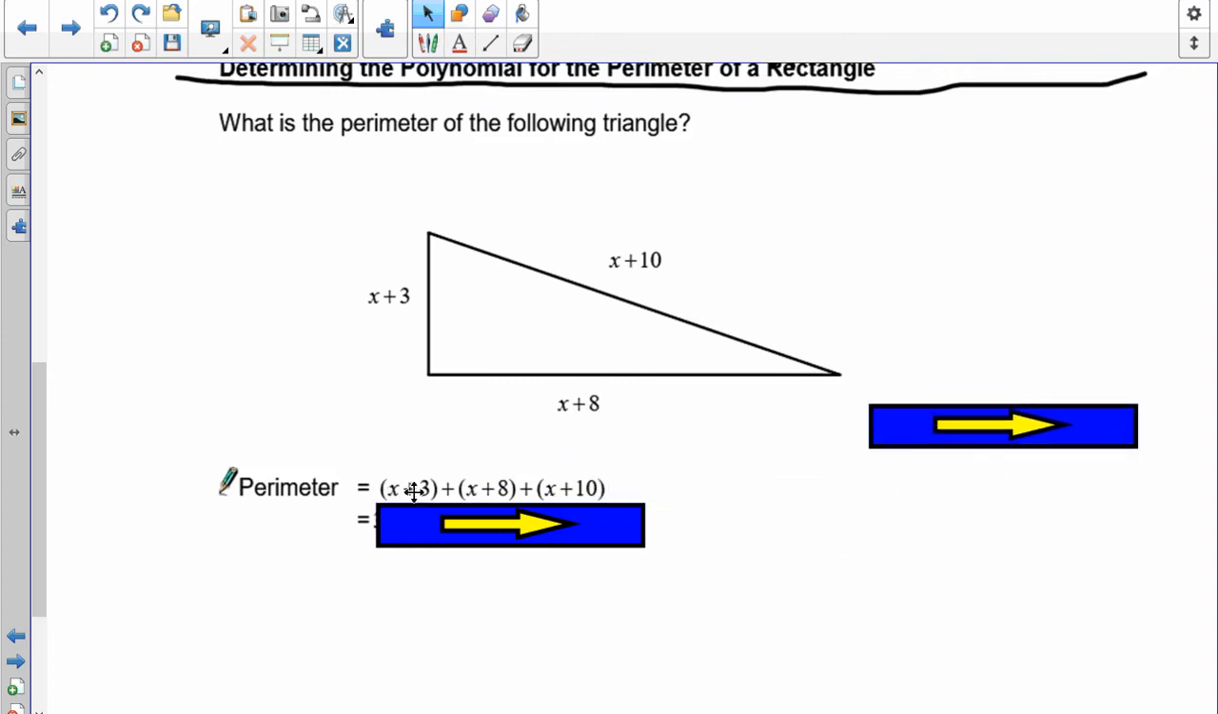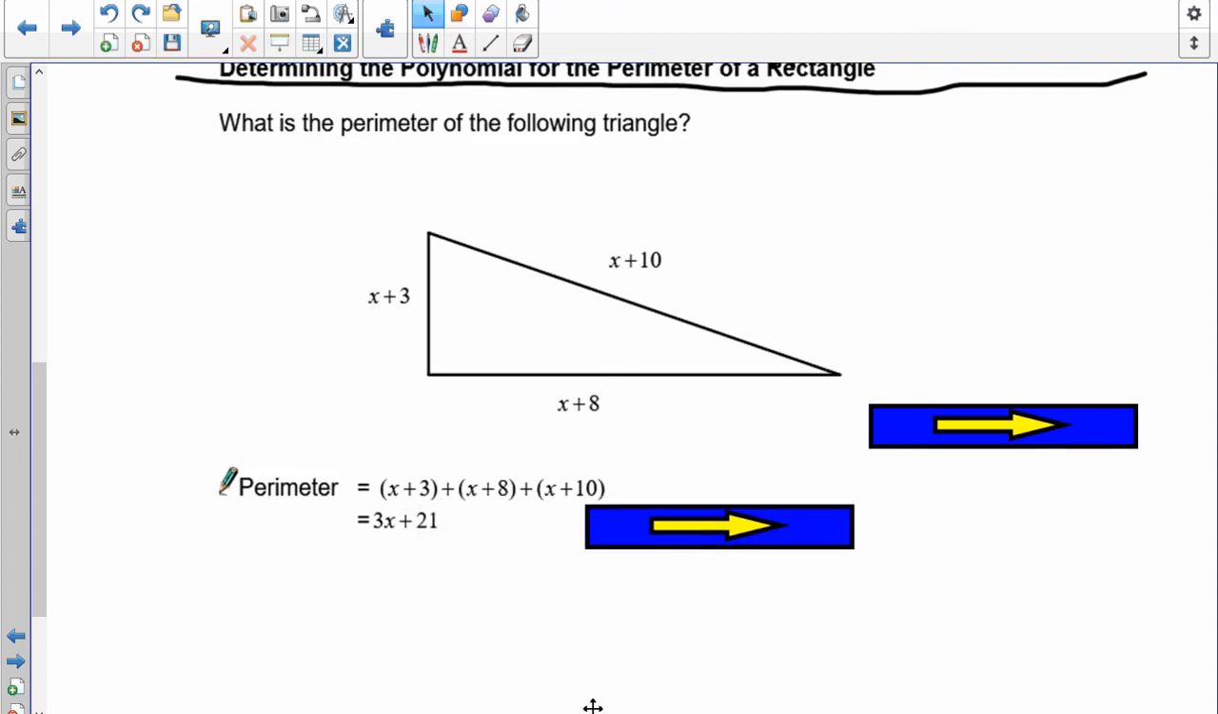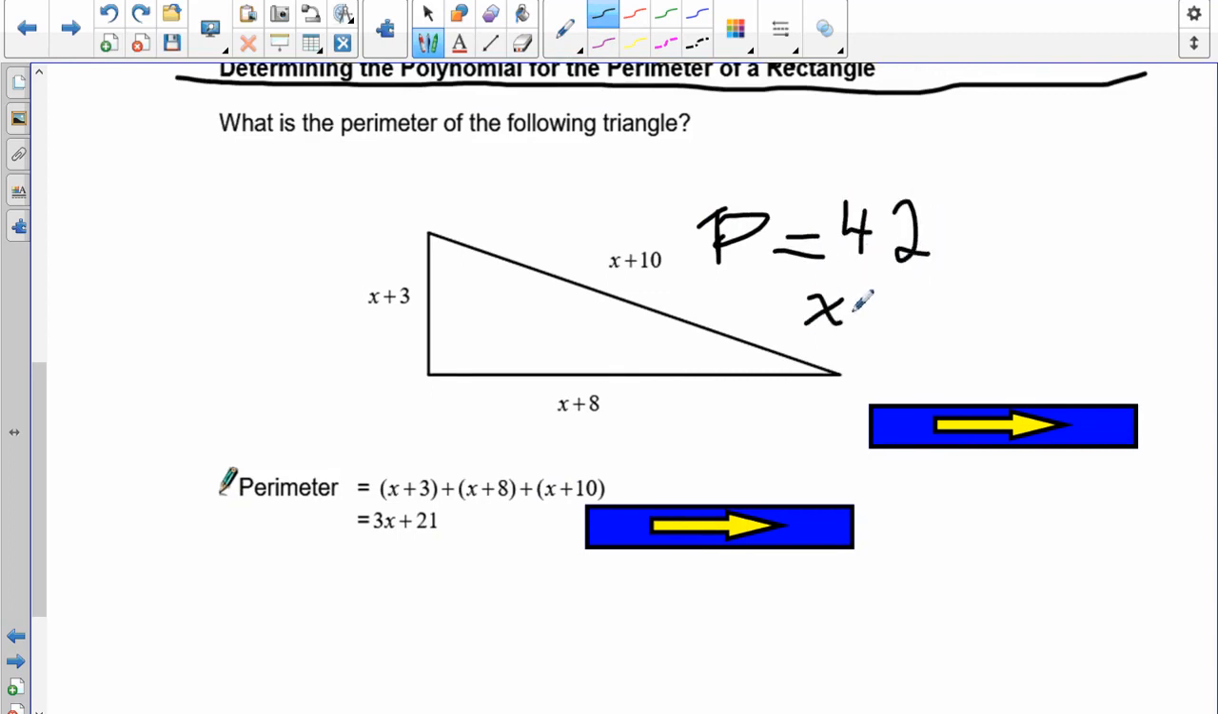So that's our addition. Now when you put them all together, that's 1, 2, 3 x's, and 3 and 8 is 11, plus 10 is 21. Right? Now the other thing they do here is they will take and say, okay, if the perimeter is equal to, say, 42, what does x equal? So what they want you to do now is say, okay, if the perimeter is 42, what is x? So now we have to solve for x.